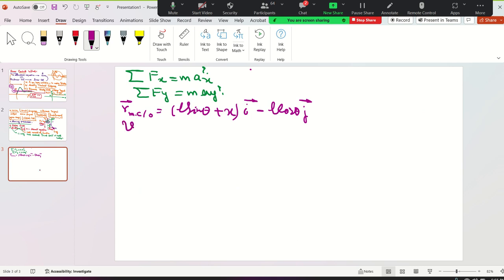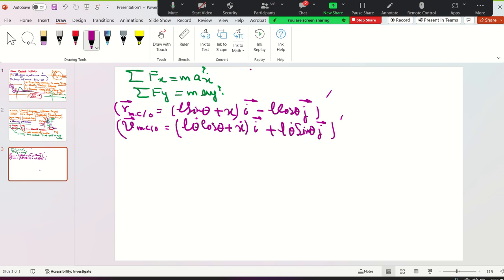So the velocity is the time derivative with respect to time, the velocity of the mass center with respect to point O. Now this is high school, not even university. L theta dot cosine theta plus x dot in I, and here plus L theta dot sine theta in J, because the cosine derivative is minus, minus, minus, and plus.